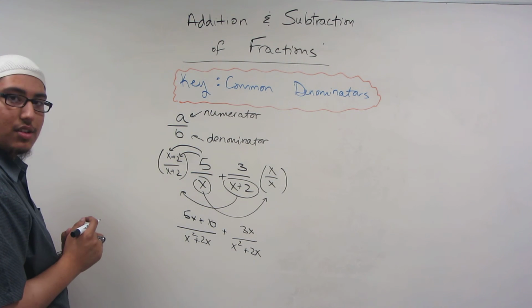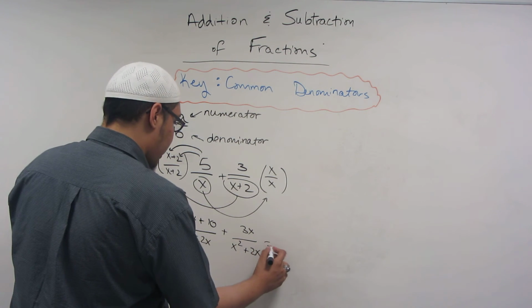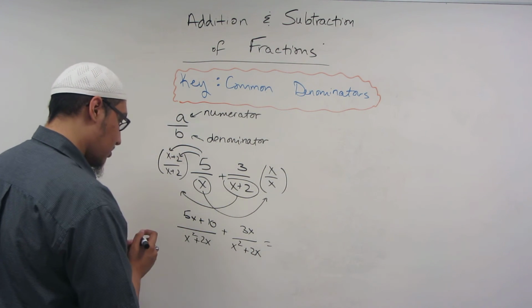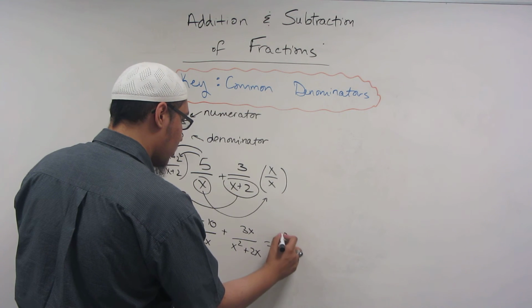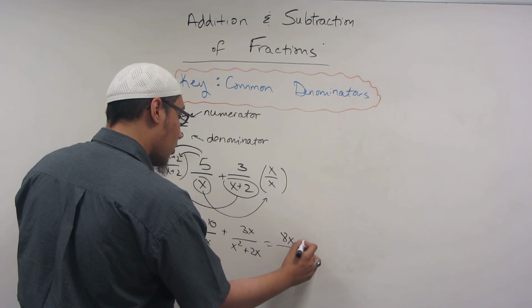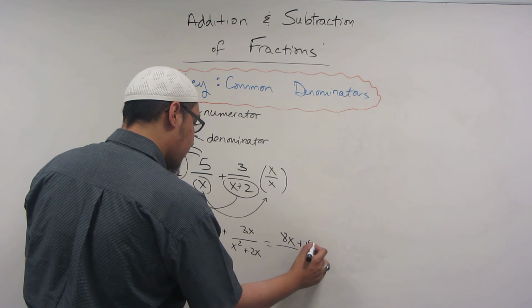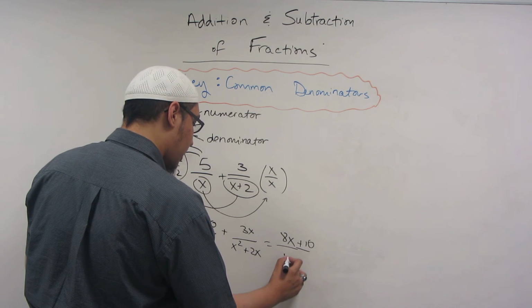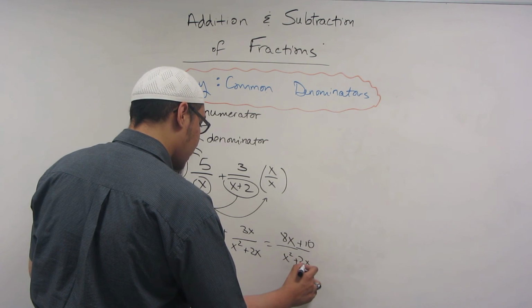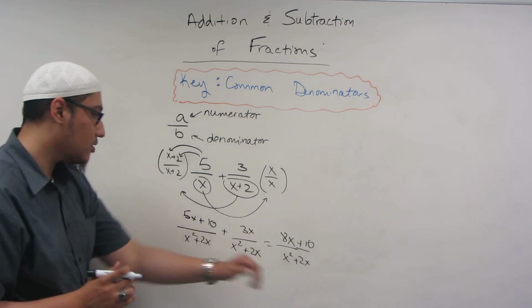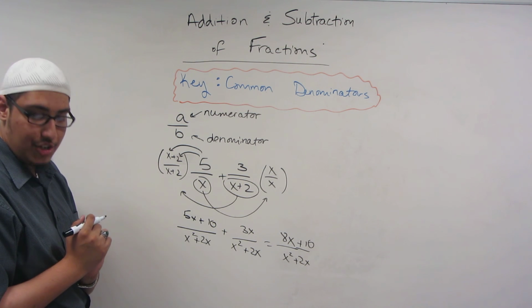We can simplify this on the top by simply saying 5x plus 3x will give us 8x, and plus 10, let's not forget that. On the bottom we'll have x squared plus 2x. And this will be our simplified fraction.